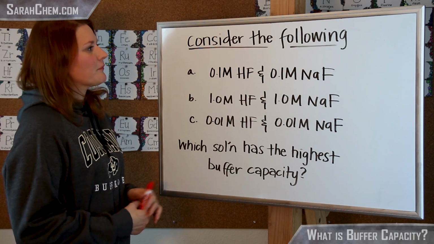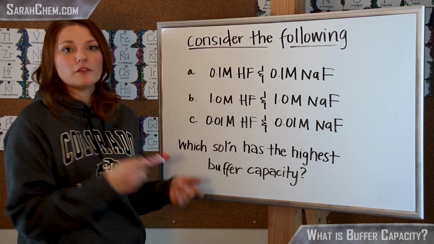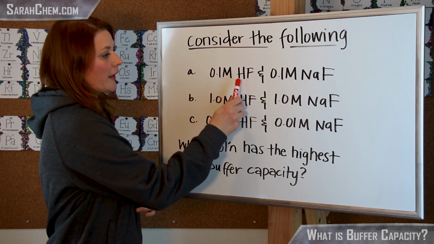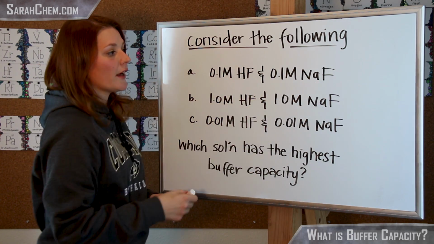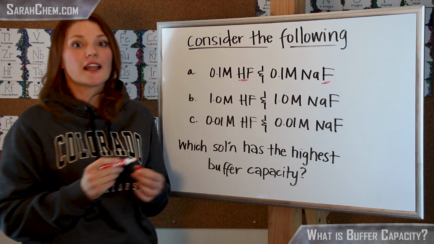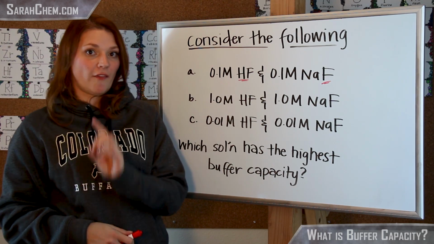So here's our example. It says, consider the following, and then we have three solutions. All of them are made up of exactly the same weak acid and conjugate base pair. So we have hydrofluoric acid and sodium fluoride. Well, remember that the fluoride is the conjugate base of our weak acid, HF. The variation among these is essentially the concentration that they have.